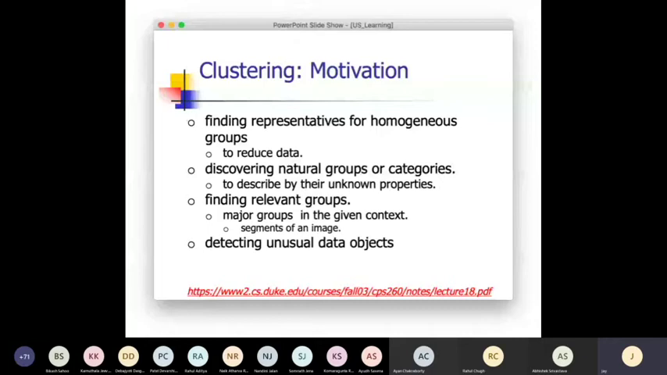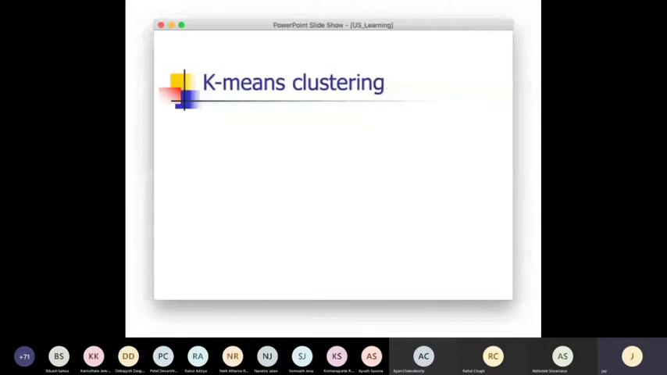Detecting unusual data objects also. Once you do clusters, you can also detect outliers and other things, and you can use them in various ways. Exceptions are not always uninteresting. Rather, in many cases, exceptions are interesting to observe, and particularly for scientific investigation and exploration. So it is important to detect outliers also with that respect. Now, one of the very widely used clustering algorithms that I will discuss first.